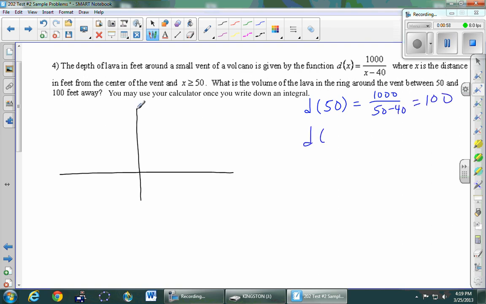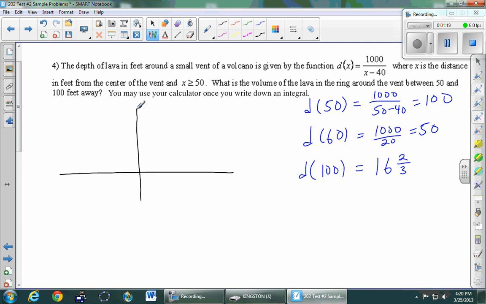Let's go ahead and plug in 60 just to pick a number that's a little bit bigger. I'm going to end up plotting a few points here. In this case, we get 1000 over 20, which is 50. And then I'll plug in one more number. This problem involves 100 feet away, so I'll just plug that in to get a sense of what's happening. This one turns out to be 16 2/3.